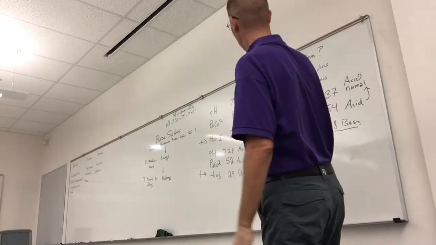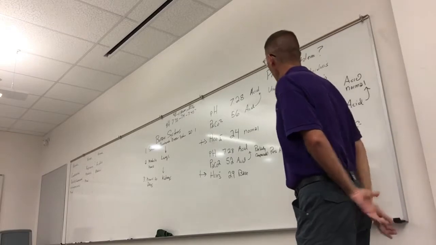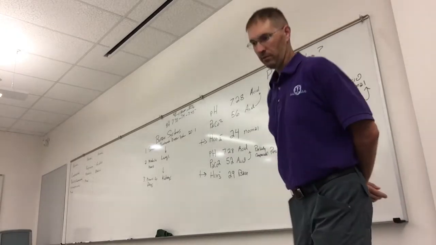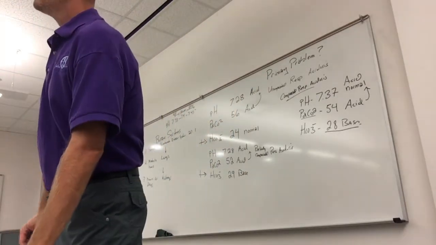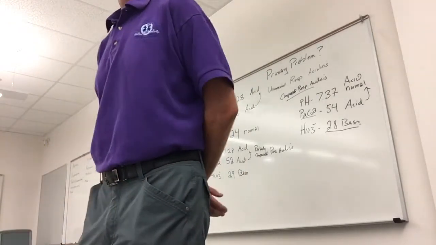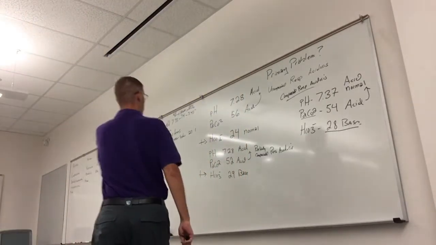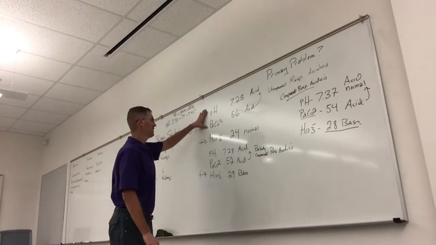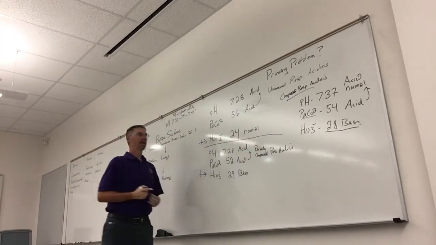So when we look at these arterial blood gases, not only can we identify problems and compensation, but they also give us an idea of where somebody is in their disease process. For example, if I look at this ABG here, this was an uncompensated respiratory acidosis, right?